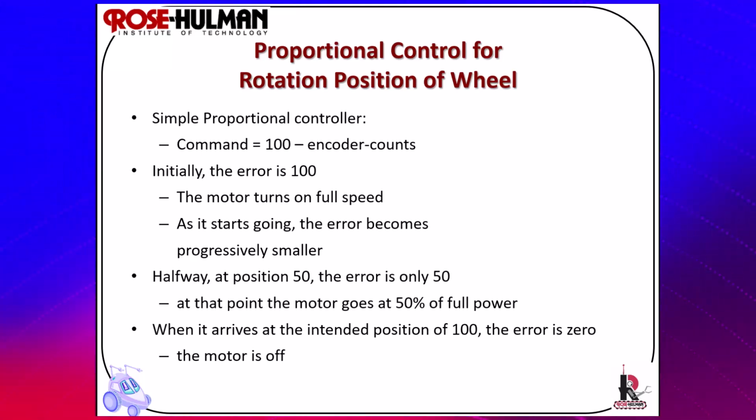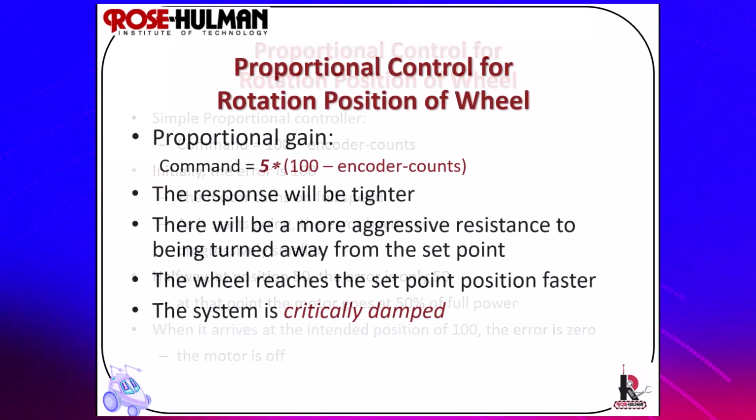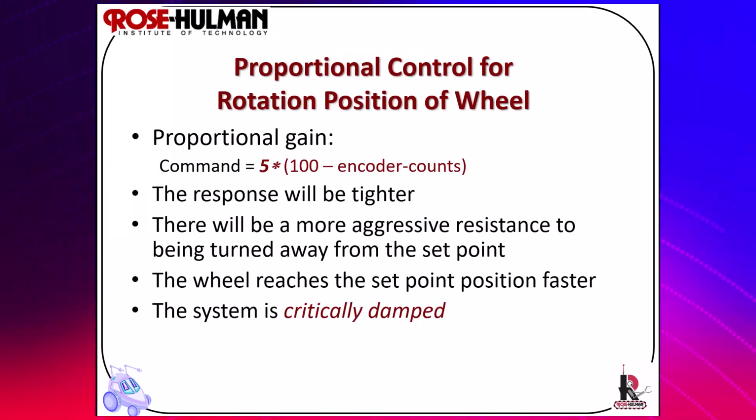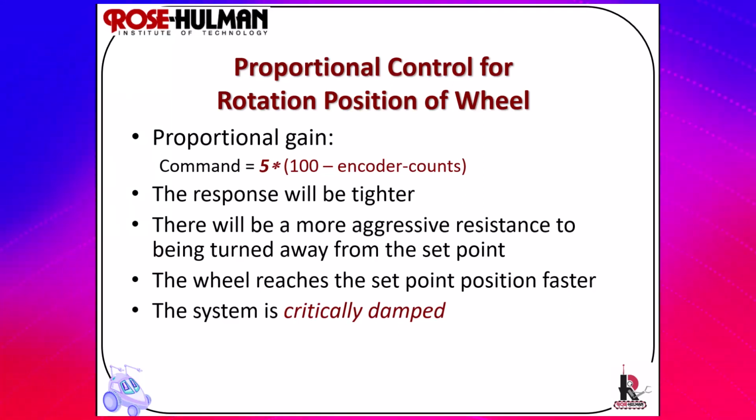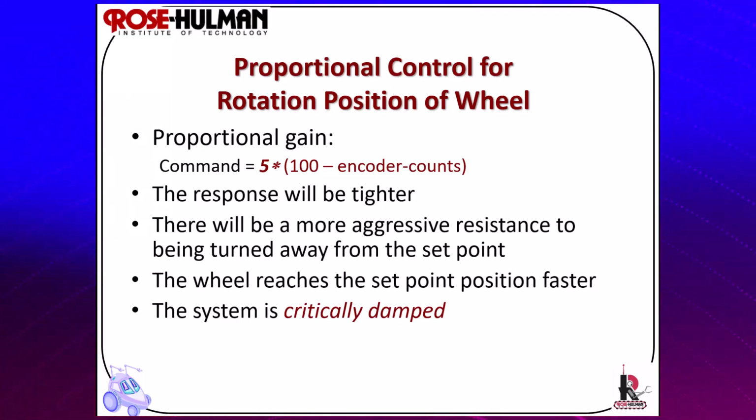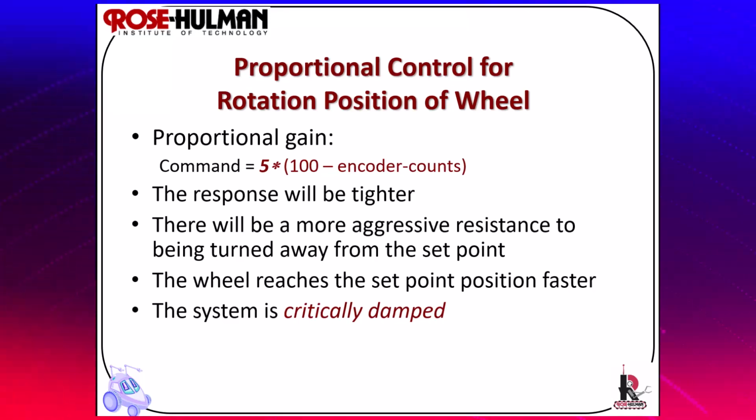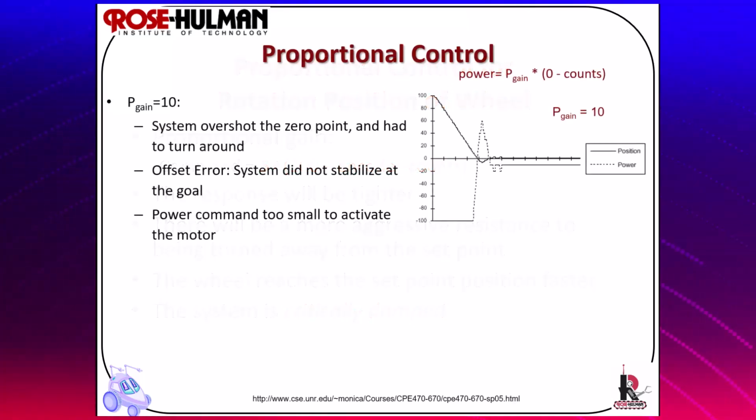If the gain is a 5 instead of a 1, now the motor will be more aggressive and there will be more resistance to turning away once it gets to the set point, and it will reach the set point quicker. And this system will now be an example of critically damped, which you learned about in your feedback control course. So what does this look like graphically?